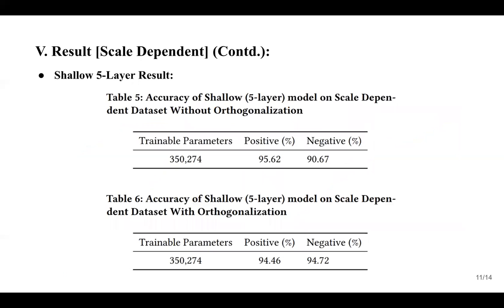For the shallow network, we did not use any pruning because the trainable parameters are already reduced from the VGG16 model by a factor of 119. Table 5 shows the accuracy of the shallow model on the scale-dependent dataset without orthogonalization, and table 6 shows the accuracy of the shallow network on the scale-dependent dataset with orthogonalization. We can see that with orthogonalization, in scale-dependent tasks, the network performs slightly better than without orthogonalization in the negative class.